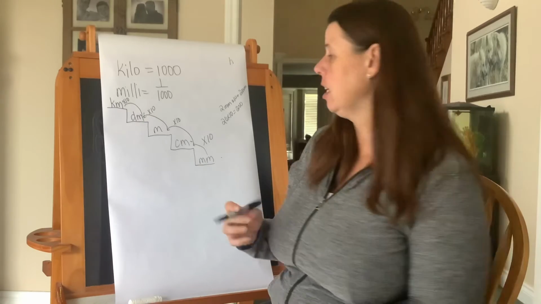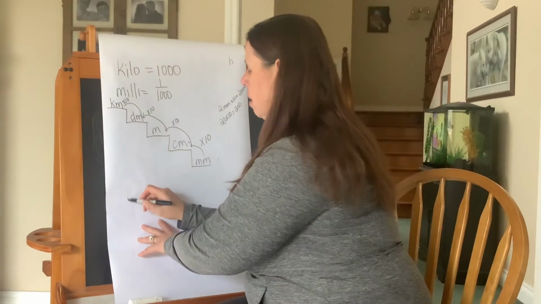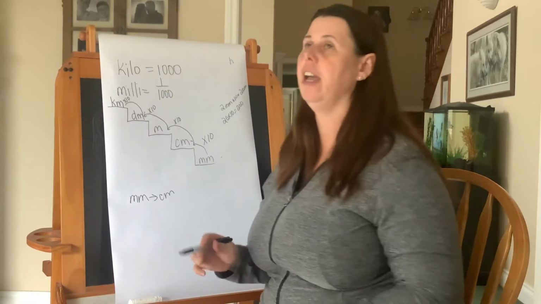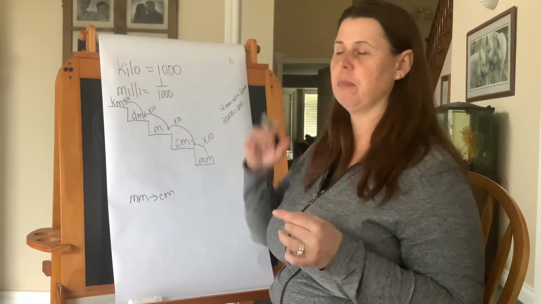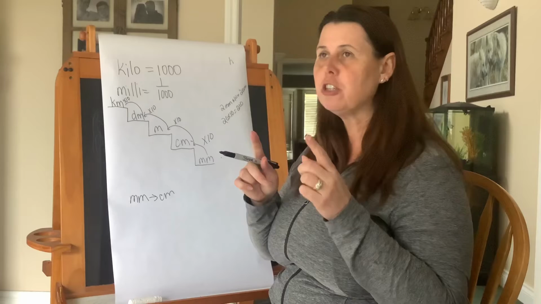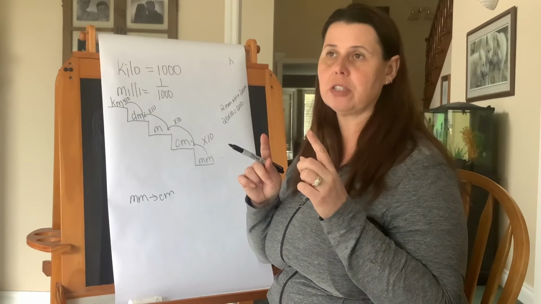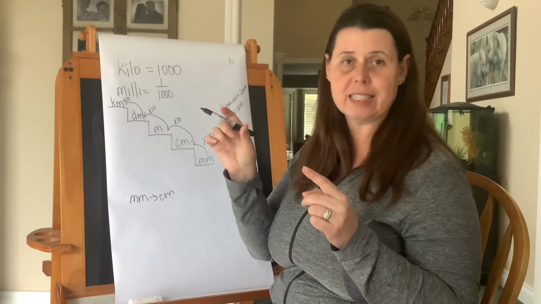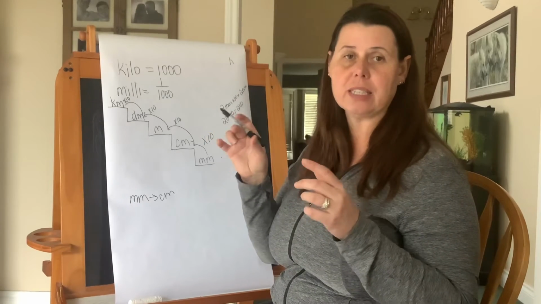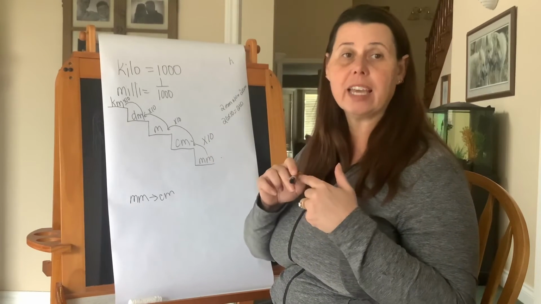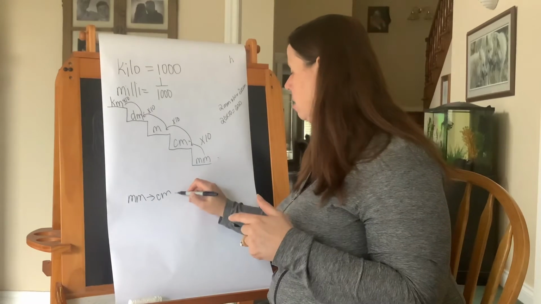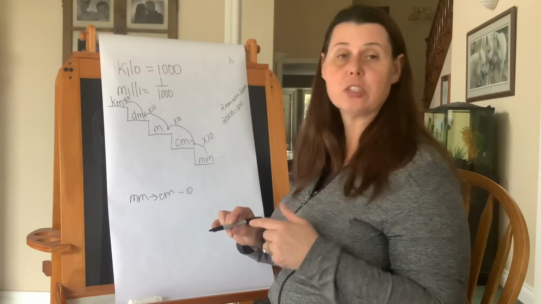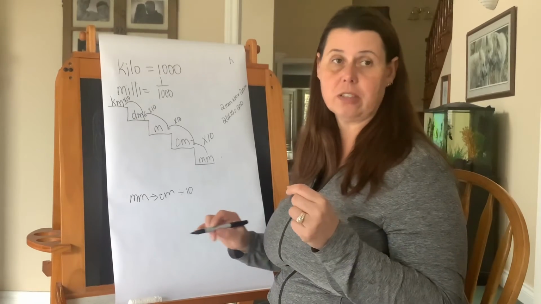When you're converting millimeters to centimeters, you have to think in your head, okay, I have millimeters, I'm converting them to centimeters. If I am measuring something in millimeters and now I want to measure it in centimeters, it's going to take way less centimeters to make the same distance. So in that case, I would be dividing by 10 because there's going to be fewer centimeters, okay?